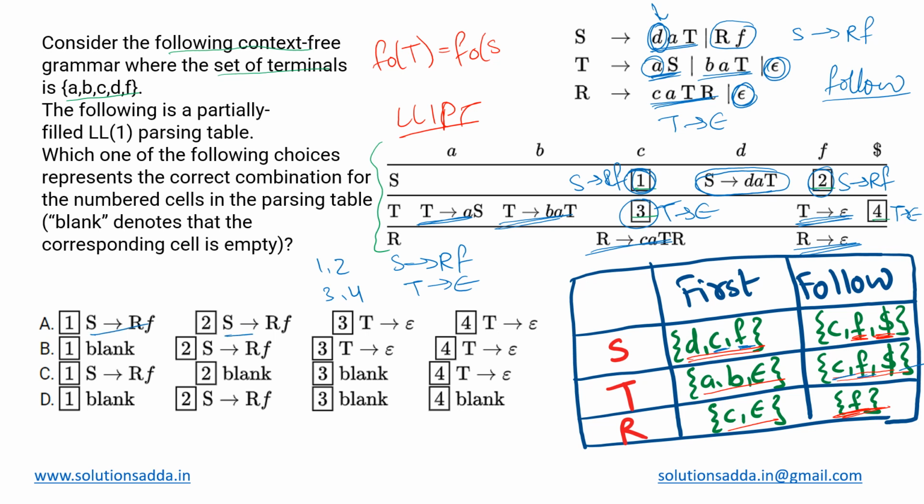S derives RF, S derives RF, T derives epsilon, and T derives epsilon. So the matching option is the first one. So we'll be going with option A.